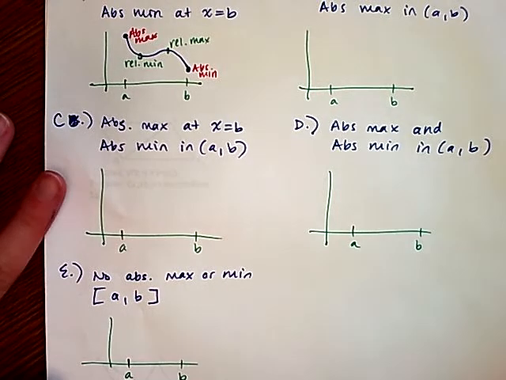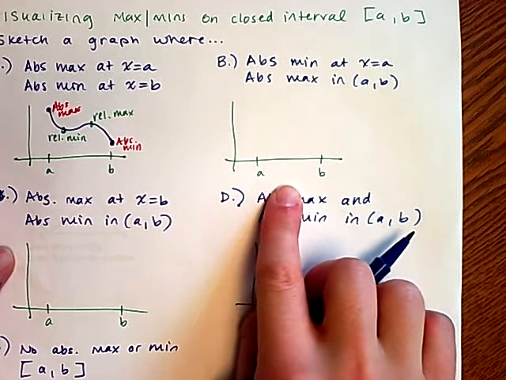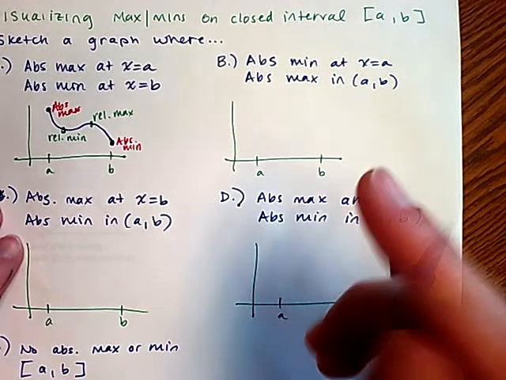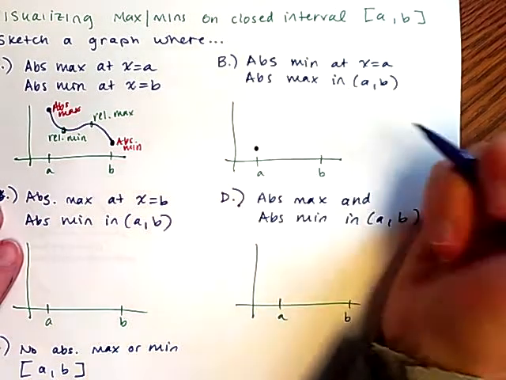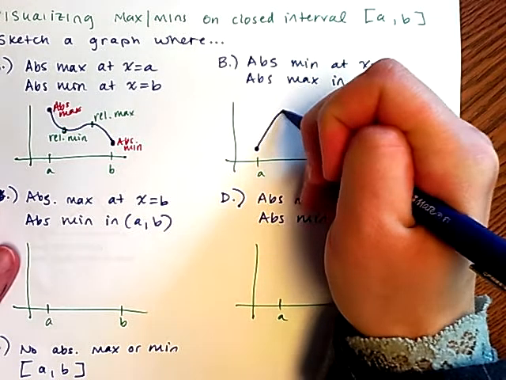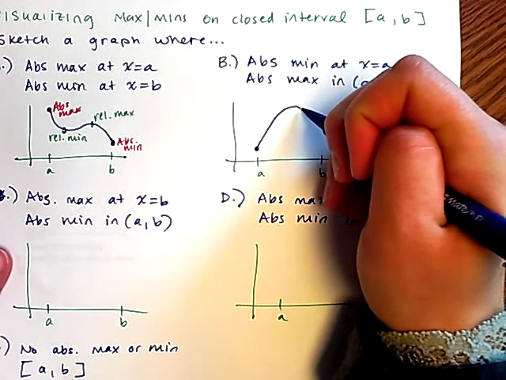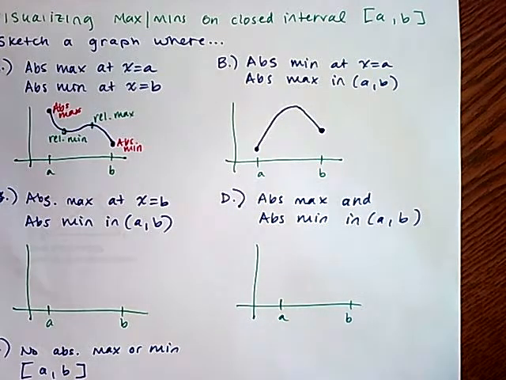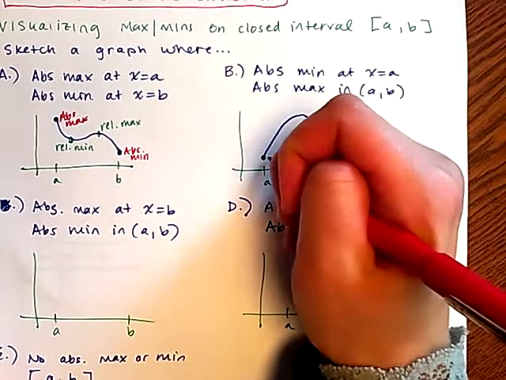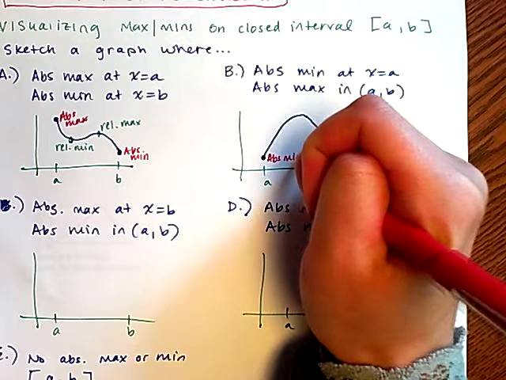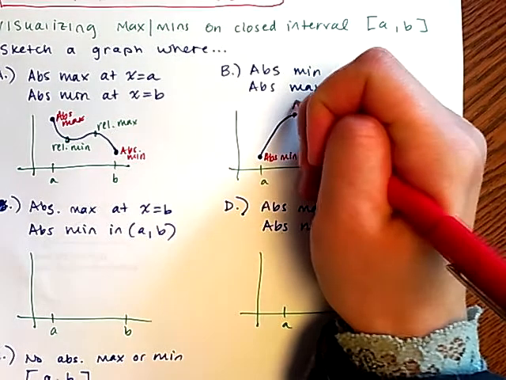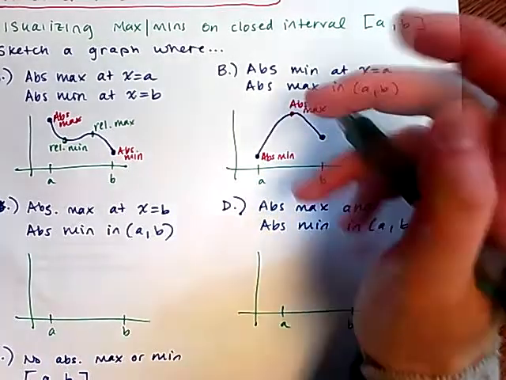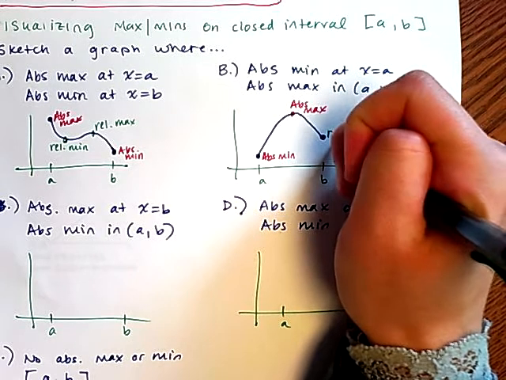Okay, so for the first one, B, an absolute min at x equals A and a max somewhere in the interval, the idea is this needs to be an absolute low point, and then I curve up but come back down to get to my point B. So here's my absolute min. Here's my absolute max. And this endpoint is going to be a relative min.